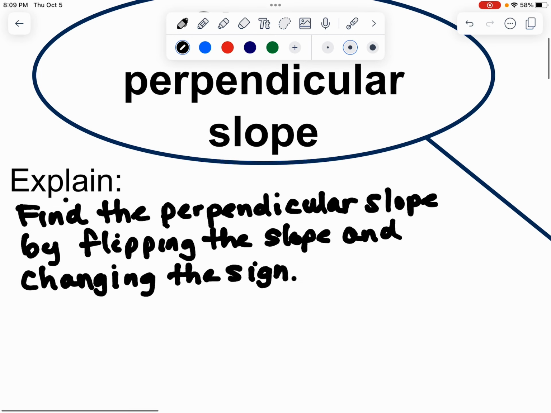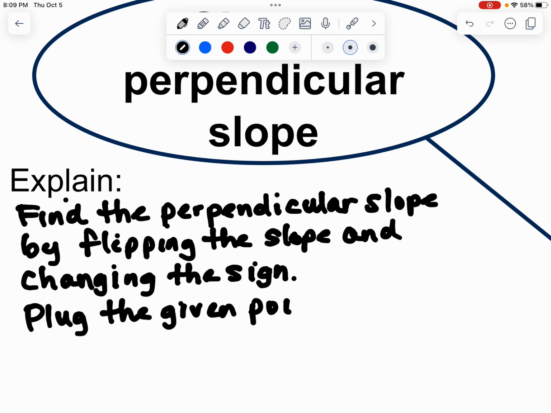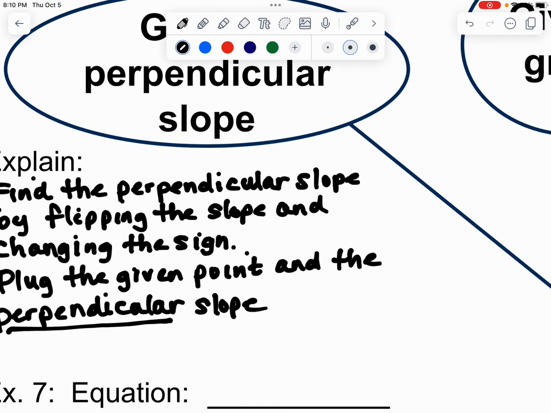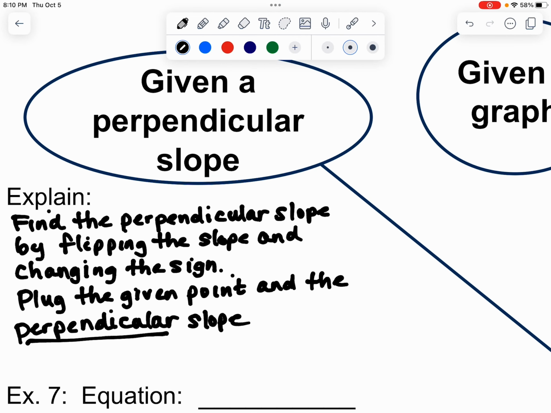Okay, once we do that, we are going to plug the given point and the perpendicular slope into point slope form. Remember, it has to be the perpendicular slope this time, not the same slope. And then solve for y.